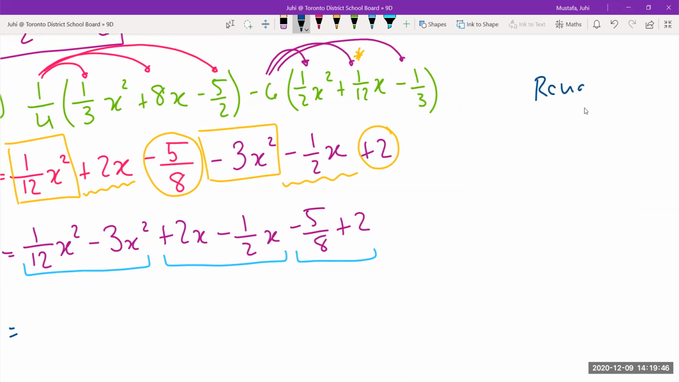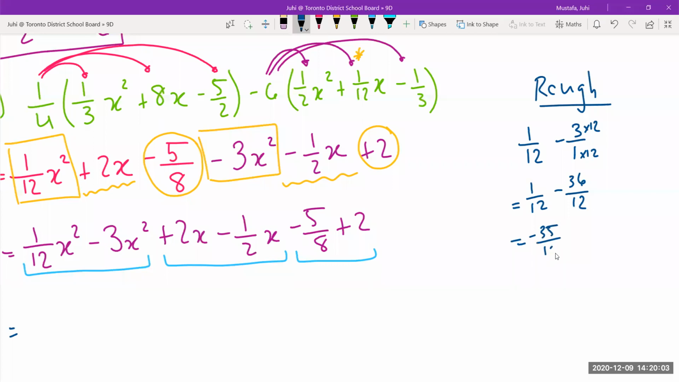Okay, so let's add these numbers together. So I'm still taking my rough sheet of paper. I'm going to go 1 over 12 minus 3 over 1. Multiply this by 12, multiply this by 12. So it's going to be 1 over 12 minus 36 over 12, which will be negative 35 over 12. So these two added together are negative 35 over 12 x squared.